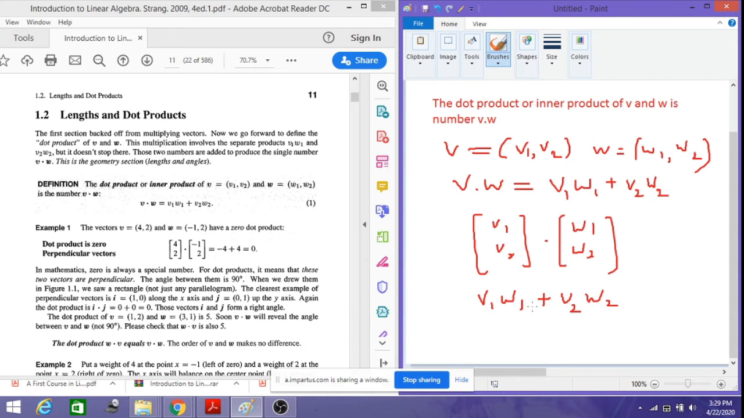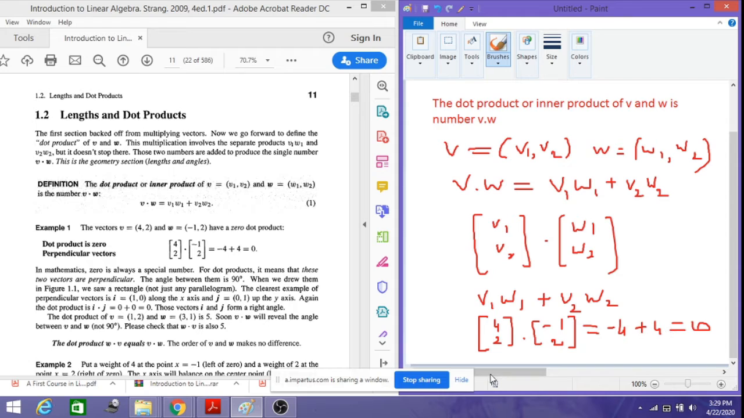If you take an example here, if we have the V vector as 4 and 2, and the dot product of this with minus 1 and 2. It means 4 into minus 1 plus 2 into 2, that is minus 4 plus 4, so it will result in 0. So the dot product is 0 for perpendicular vectors.